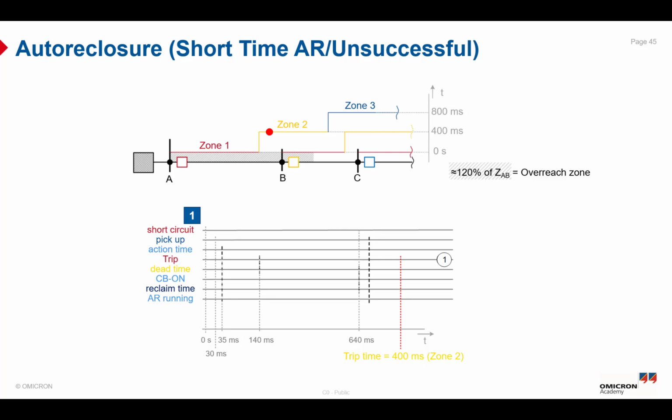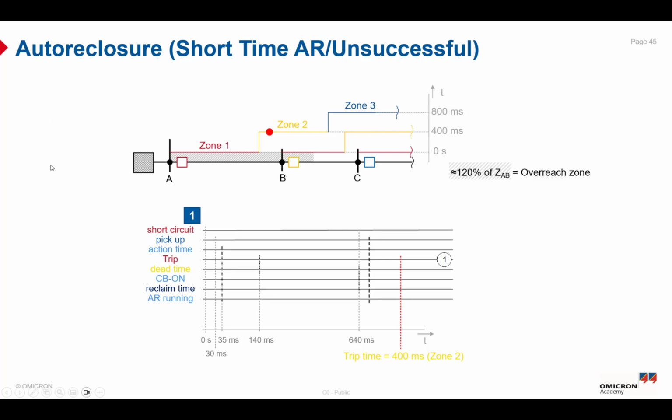So here is the typical logic for the single AR cycle, but it's not always the case because it depends on the relay manufacturer. As a function of the relay manufacturer, different relays give a faster trip in case of unsuccessful auto reclosure, but the most common is a delayed trip time by Z2, 400 milliseconds.